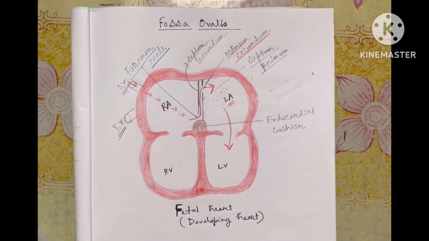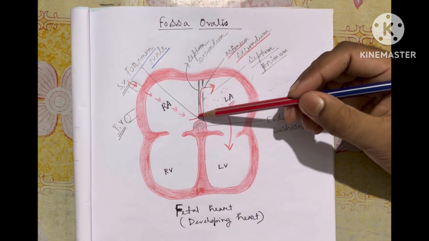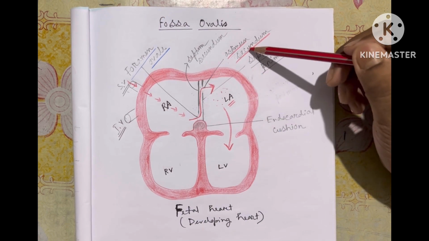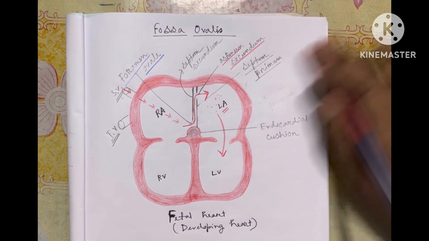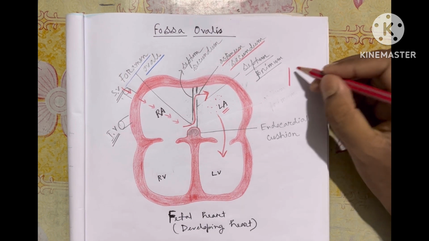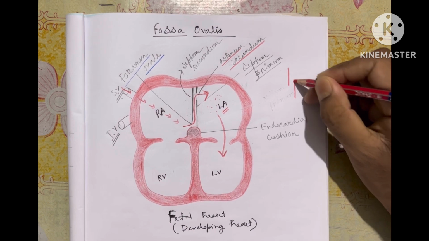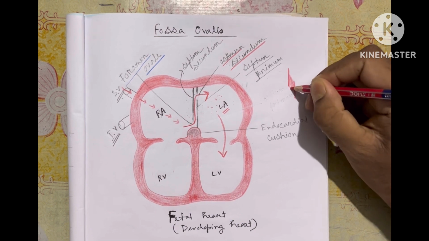Now we'll discuss what the fossa ovalis is, because till now we have not encountered this word. So we know this is the foramen ovale, and this is our ostium secundum. After the birth, what will happen? Suppose this is our septum secundum and this is our septum primum, they will get fixed, or fuse together, this way.